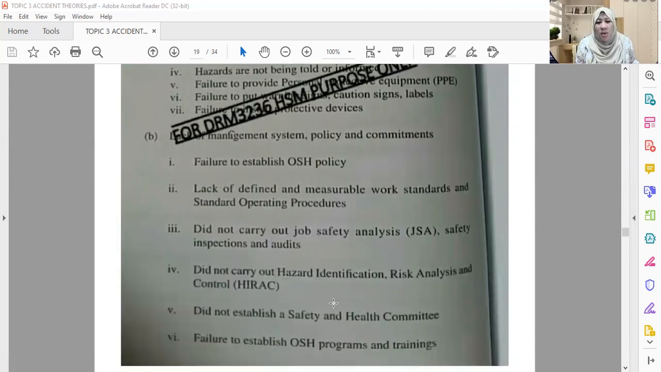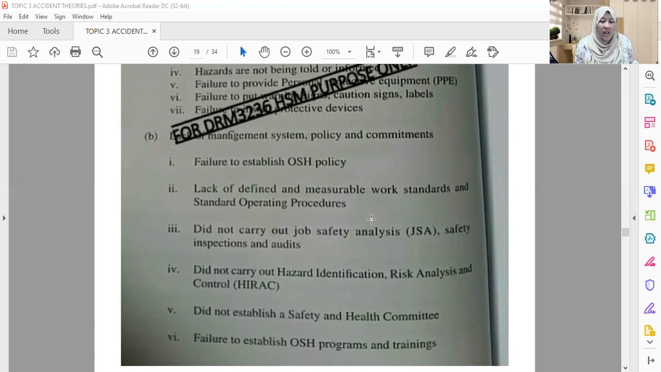Next is the management system, policy and commitment, what you should do. When you have a lack of this management system, this is what becomes detectable. Failure to establish an OSH policy. OSH policy doesn't mean you just paste everything on the wall, but you have to set their mind. You do a roll call every morning, remind them about the OSH policy, and make them remember it. That is the most effective way to make them remember the OSH policy.